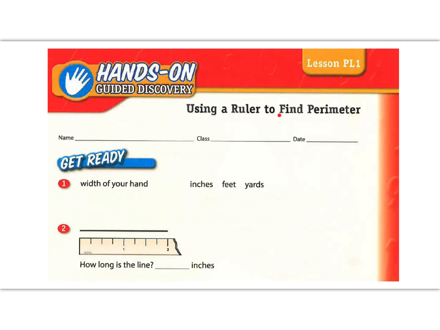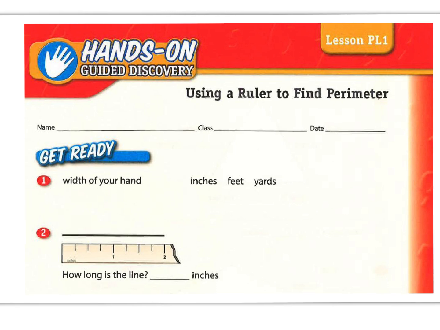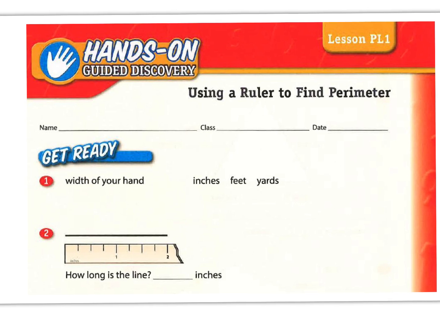All right, so using a ruler to find perimeter. You're going to be doing this on your own, and you're going to have to get a ruler to use if needed. Number 1 says width of your hand. If you were going to measure your hand across, are you going to use inches, feet, or yards? Well, remember, a ruler is in inches, and one ruler, so 12 inches, equals 1 foot. Your hand is not 1 foot across, so you're going to use inches. It's a smaller unit of measure.